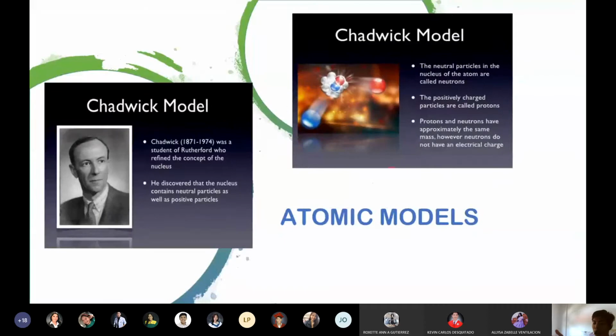So now what we know about atoms is that they are composed of negatively charged particles, which we call electrons. And in its center, the nucleus, it is composed of two different particles.